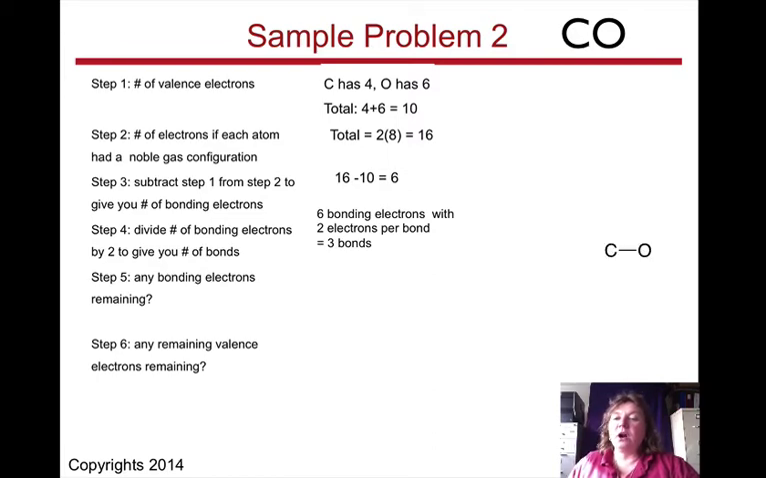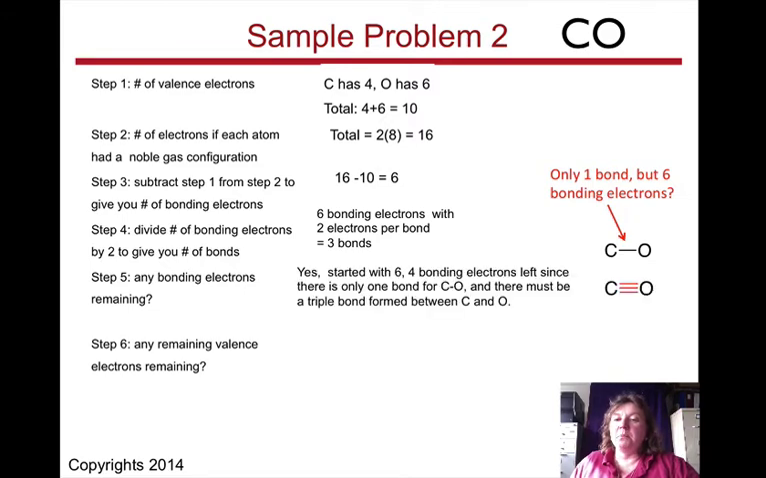So now we can draw our structure. We start off with 1 bond, and that only accounts for 2 electrons, but there are 6 bonding electrons, so multiple bonds in there. That will take care of our triple. Since there is only 1 bond between carbon and oxygen to start, there must be a triple bond formed between carbon and oxygen.